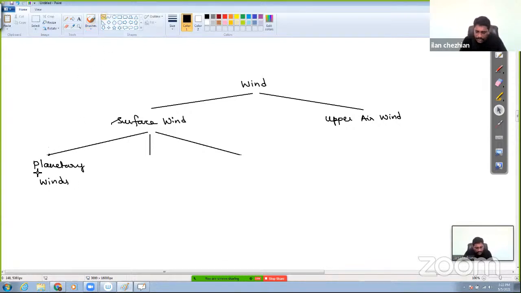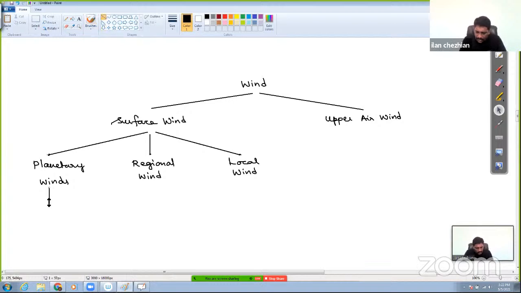The winds which occupy a larger area, but not to the size of the continent, or not to the size of the planet, you call them a regional wind. You have planetary wind, you have regional wind, and the wind which flows in a very small area, we call local wind, my friend. Okay.